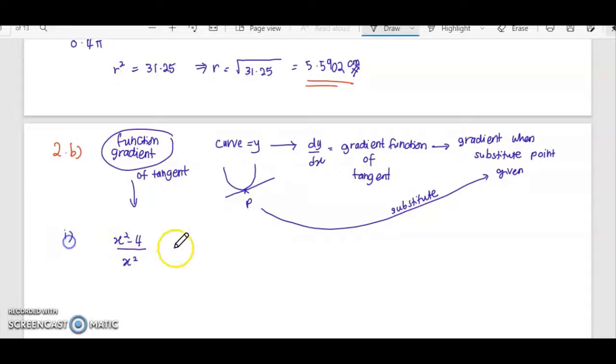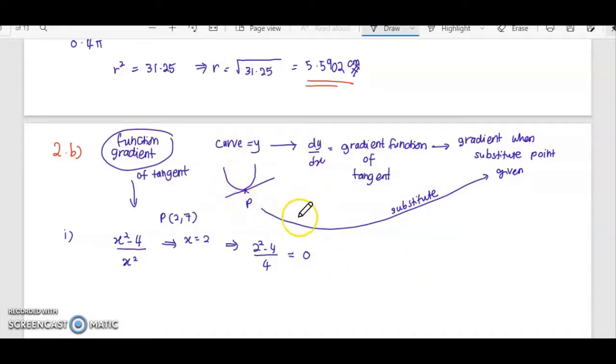So ini pertama. Jadi kita substitute x equal to 2, we bagi point P(2,7). So 2 square minus 4 over 4. So 4 minus 4 divided by 4, 0. So we get the gradient is equal to 0. So apalah dia equal to 0 memang ada.